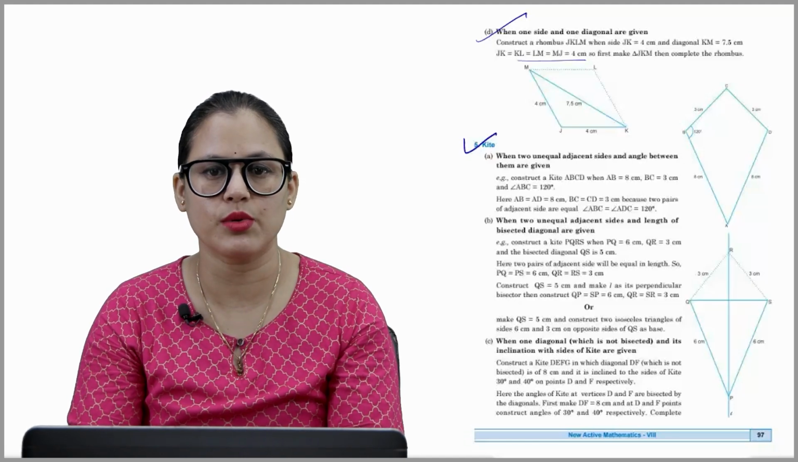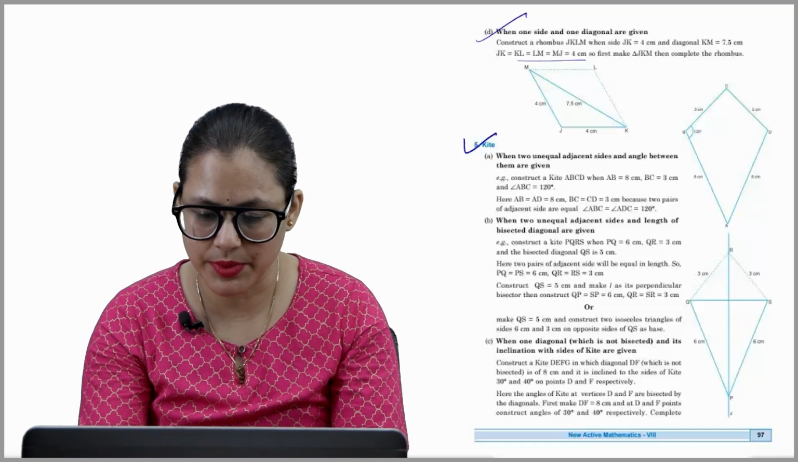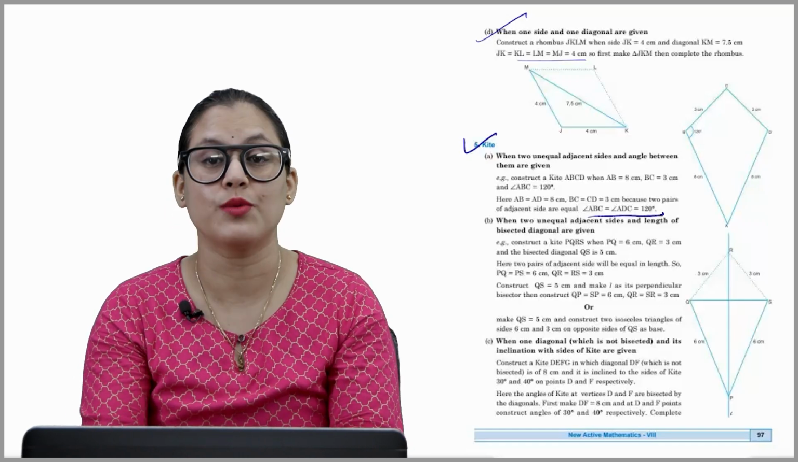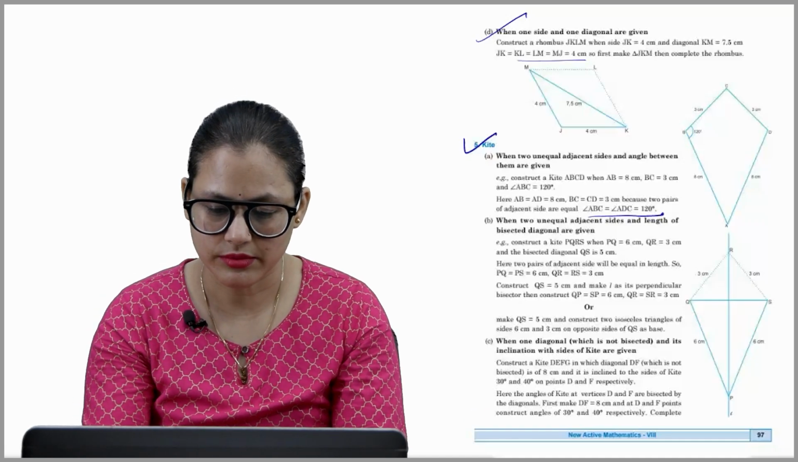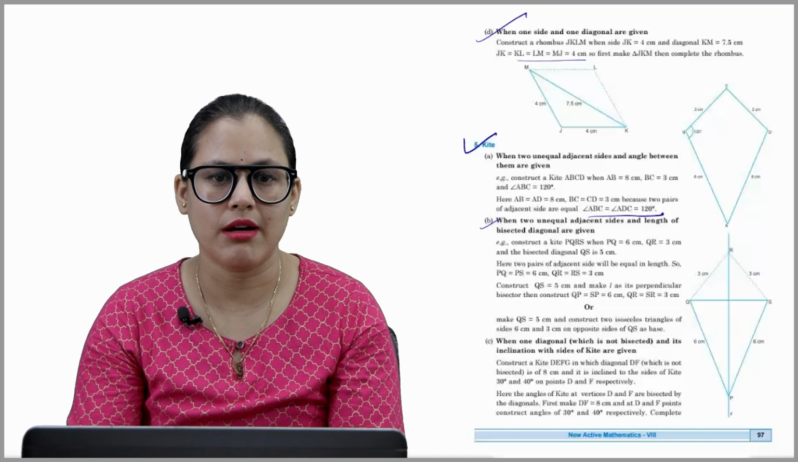BC is equal to CD is equal to 3 cm because two pairs of adjacent sides are equal. That is, angle ABC is equal to angle ADC is equal to 120 degrees. Okay.